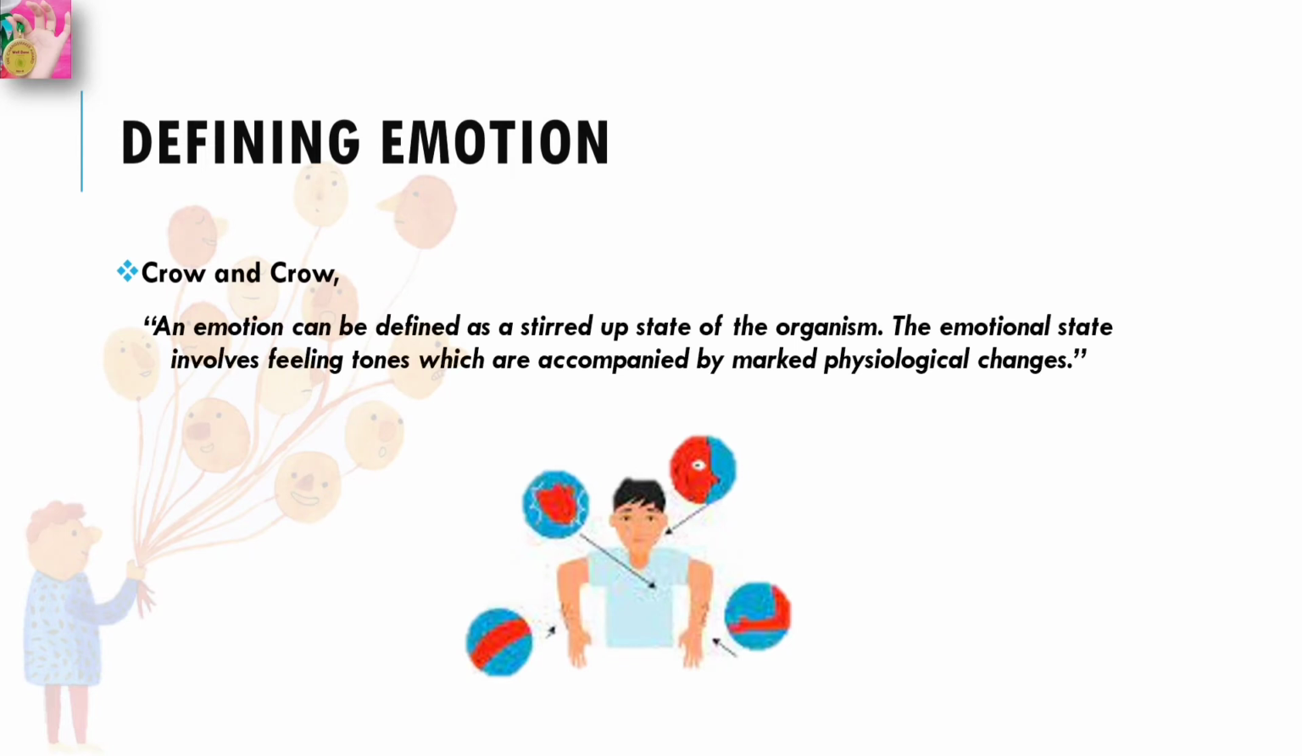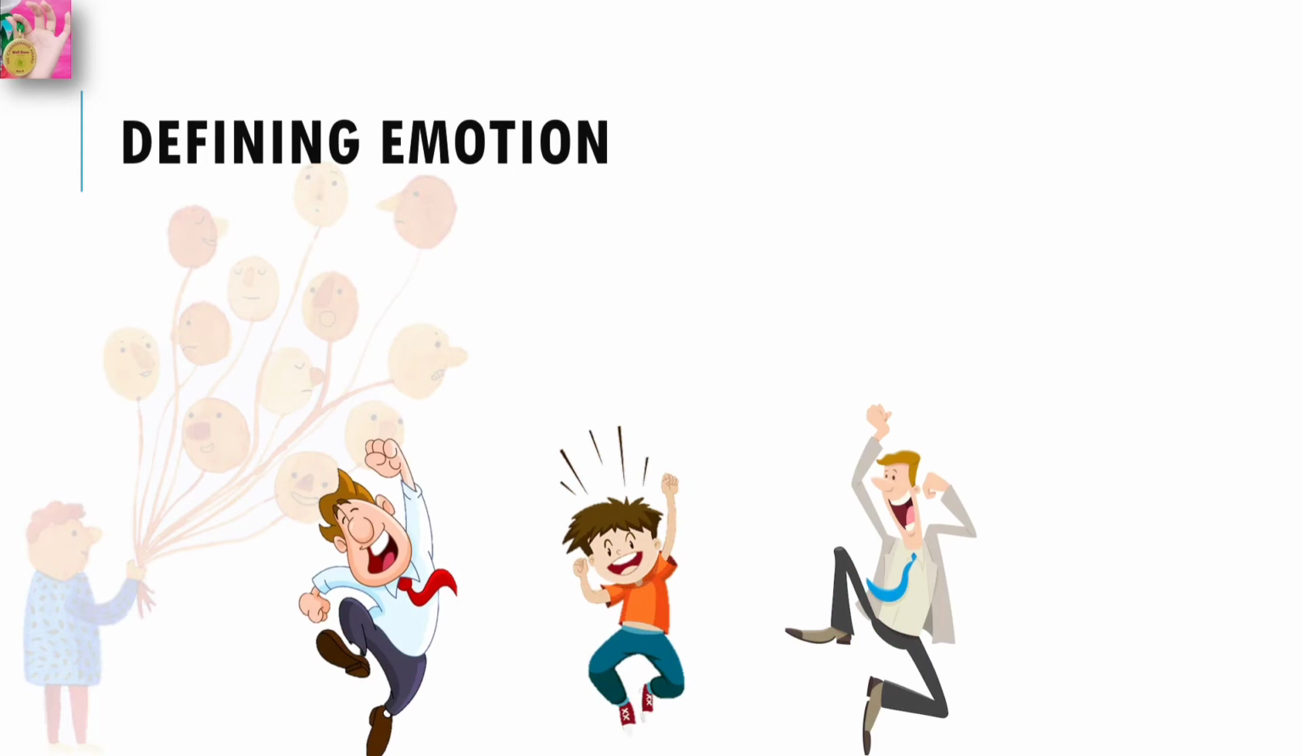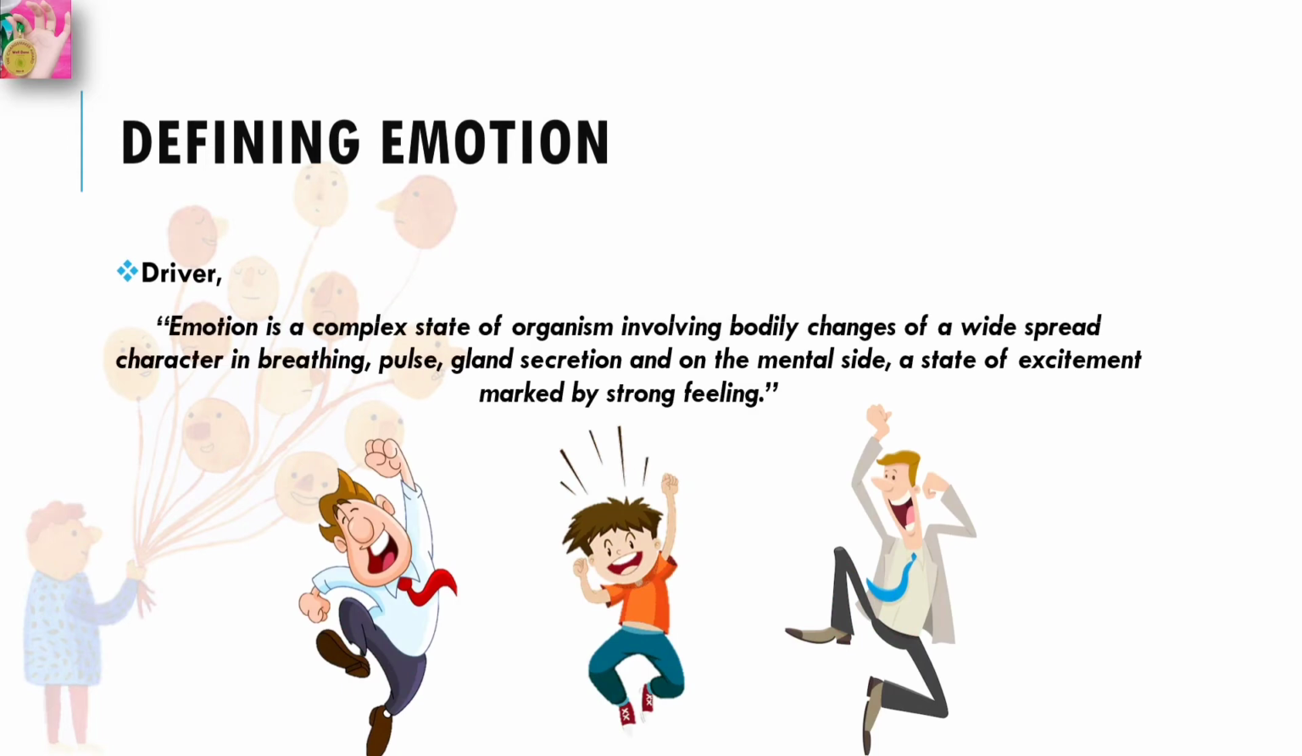Then the next definition is by Crow, and according to him, an emotion can be defined as a stirred up state of the organism. The emotional state involves feeling tones, which are accompanied by marked physiological changes. Then there is another definition given by Drever, and according to him, emotion is a complex state of organism involving bodily changes of a widespread character in breathing, pulse, gland secretion, and on the mental side, a state of excitement marked by strong feeling.